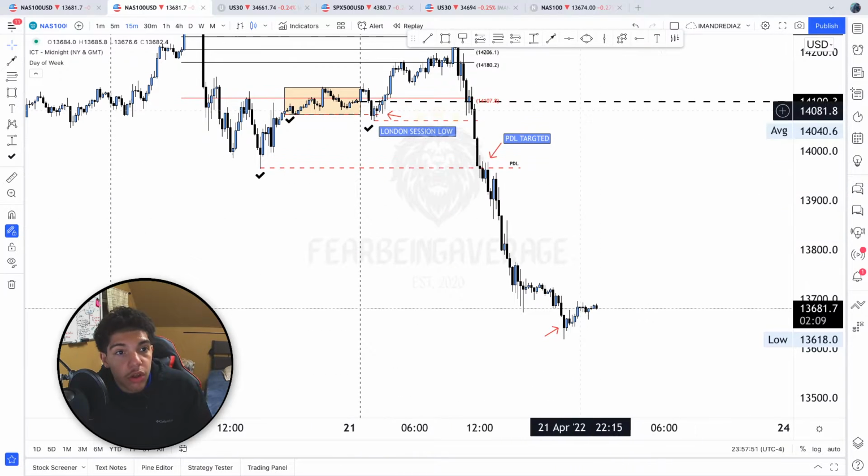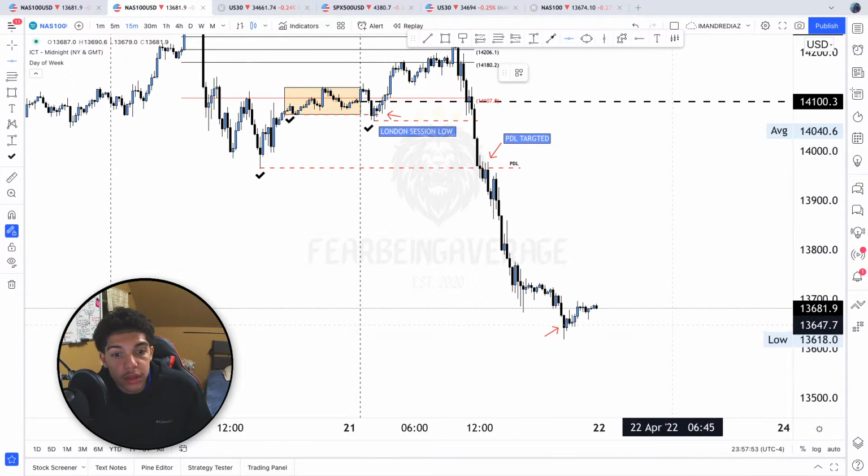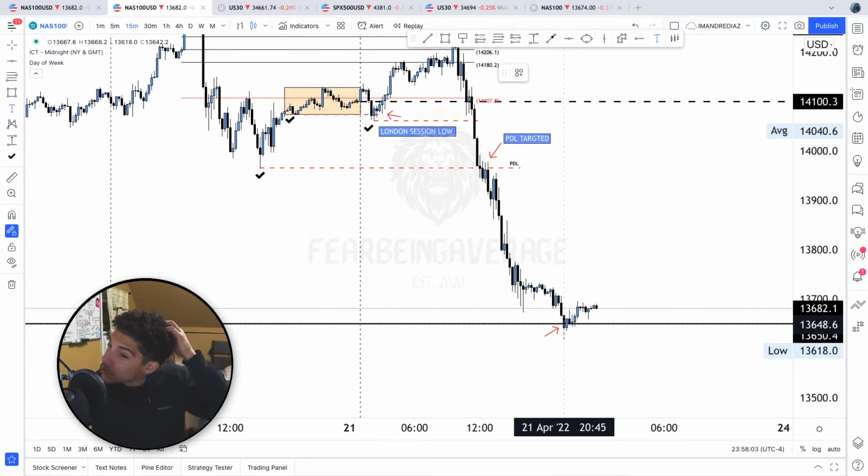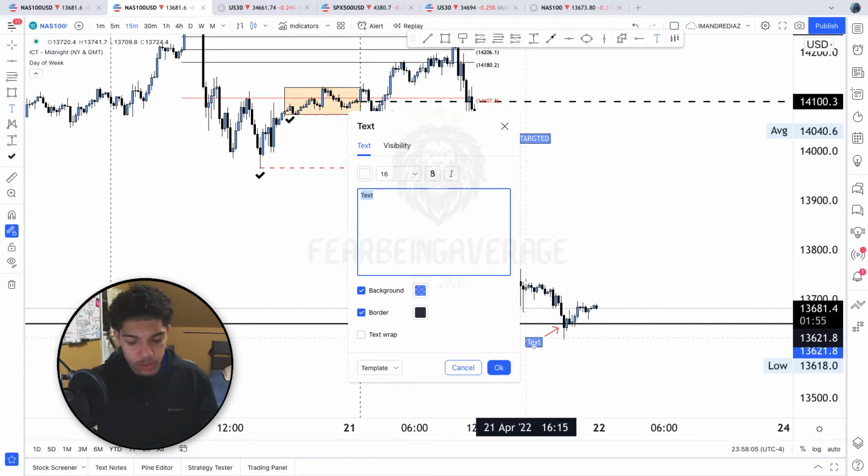Then price ran all the way below, and the lowest point in price we got was the 13,650 mid-figure level right in here. So that is where we got the low of the day, at what time? 20:45, which is about 8:45. So we have the low of the day at 8:45 p.m.